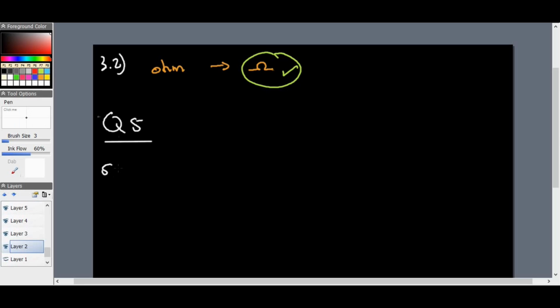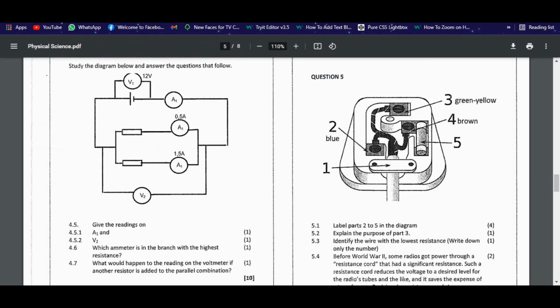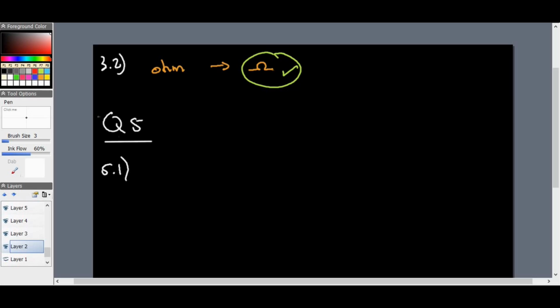Alright, so 5.1, we just have to label the plug there. So the plug there being 2 to 5. So we got number, let's see, that's the blue wire. So what would the blue wire be? Anybody know what the blue wire is called? Neutral wire. Fantastic, neutral wire. This was number 2, so I'll put in brackets 2 here.